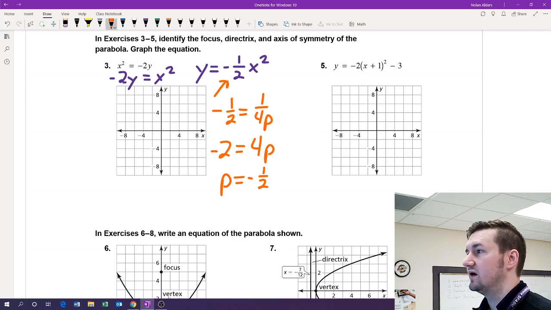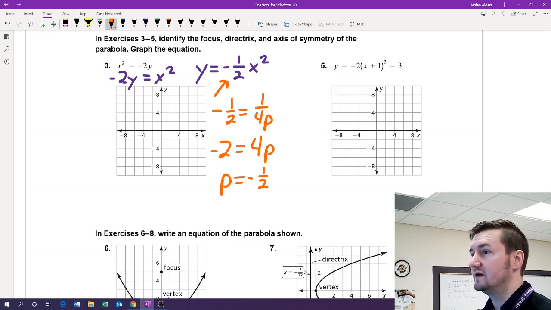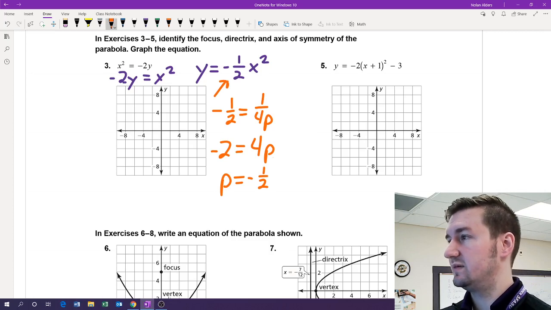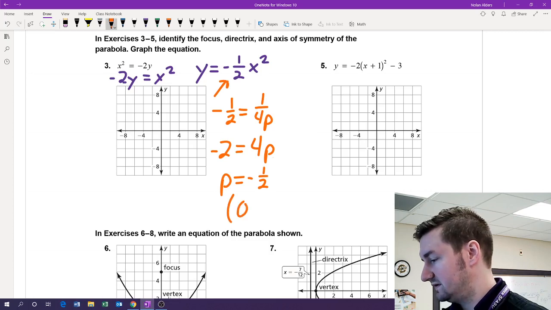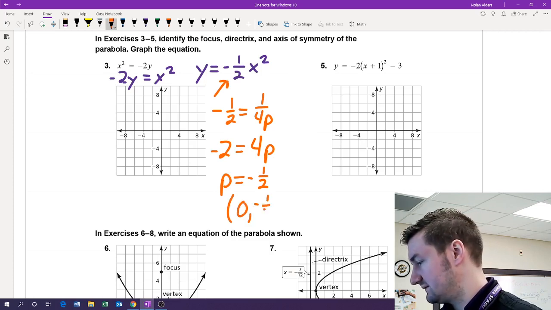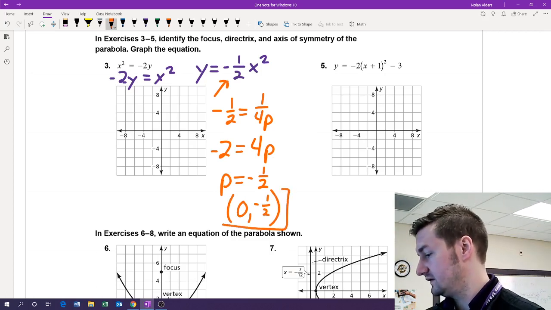-1/2. So our p in this case is -1/2. All right. Let me make sure that we're good here. Looks like we are. Okay, so our p is -1/2. So that means that our focus is going to be 1/2 up above our parabola, or up above our vertex. So the focus should be 0, -1/2. That should be our focus. Okay? That's our focus.